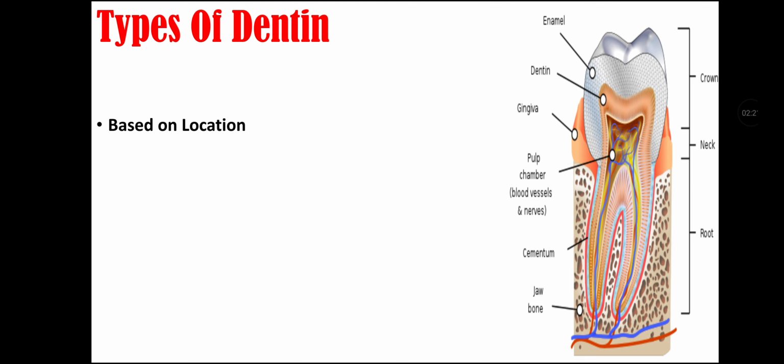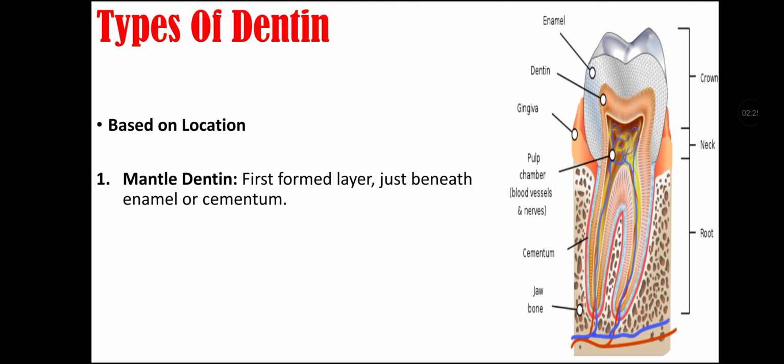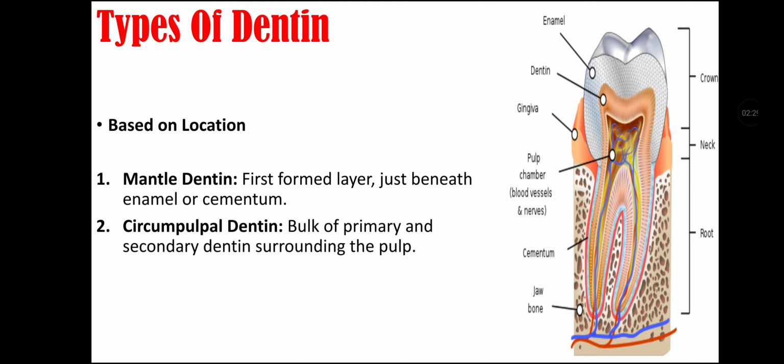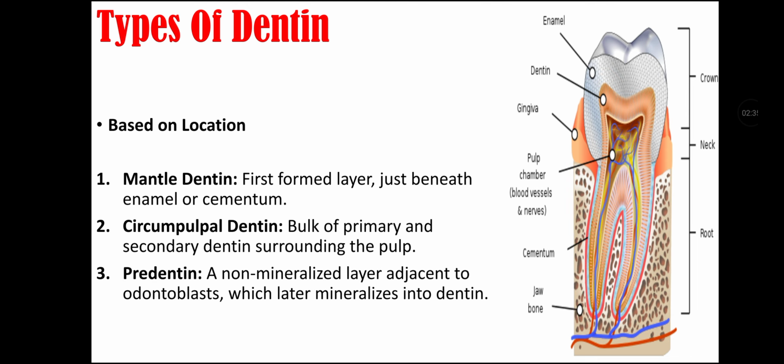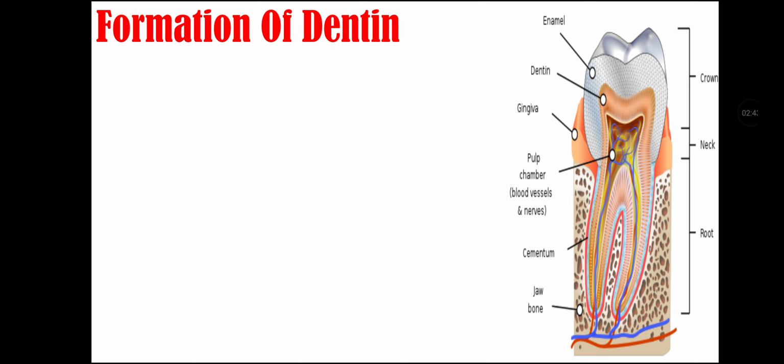Next type of dentin is on the basis of location of dentin. That is mantle dentin, that is first formed, just beneath the enamel or cementum. Second type is circumpulpal dentin, that is bulk of primary and secondary dentin that surrounds the pulp. And then there is pre-dentin, that is a non-mineralized layer adjacent to odontoblasts which later mineralizes into the dentin.